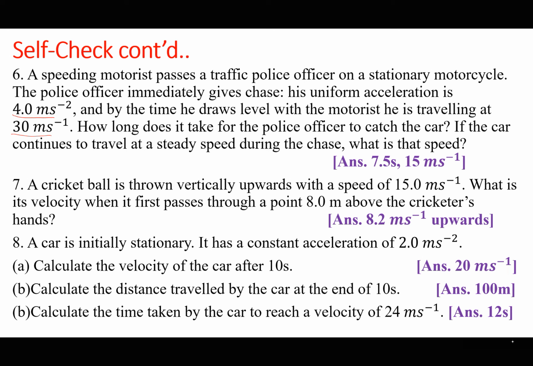Okay, so we shall first consider the police officer, because this is going to be the acceleration of the police officer, 4 meters per second squared. This is the final velocity, because he was initially stationary. Initial velocity is 0. So let's first find the time. I think I will use v equals u plus at, because I have the final velocity and I know the initial velocity, so I can find the time. So the time is going to be the final velocity, which is 30, divided by the acceleration, which is 4.